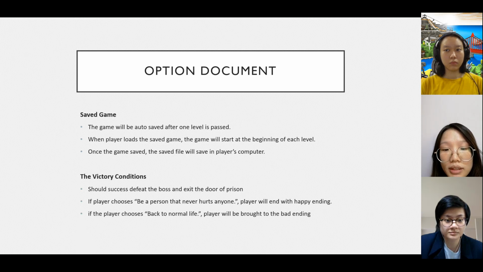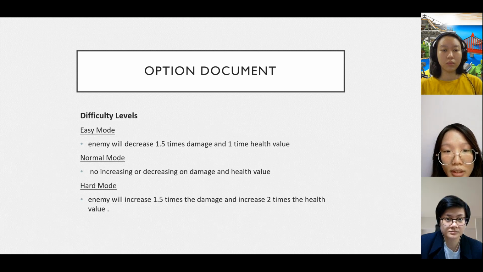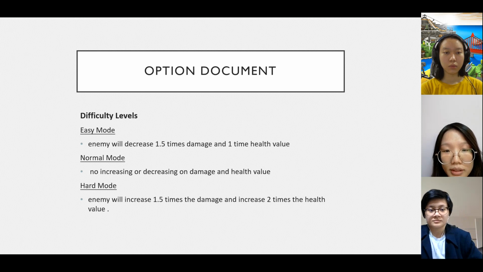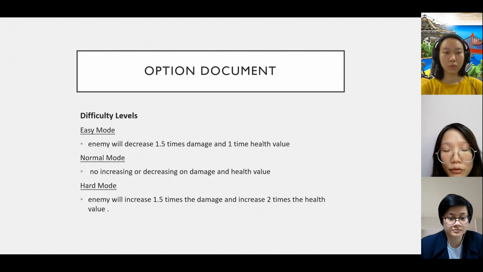Next, we come to the difficulty levels part. There are 3 levels that can be chosen, which are easy, normal, and hard. In easy mode, the enemy will decrease 1.5 times damage and 1 time health value. In normal mode, there are no increases or decreases on damage and health, and it will follow the original game setting. For hard mode, the enemy will increase 1.5 times damage and increase 2 times the health value.